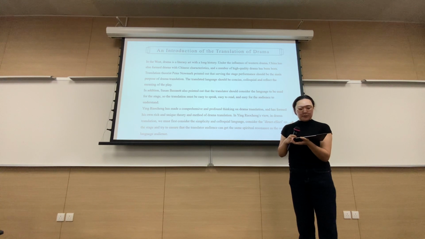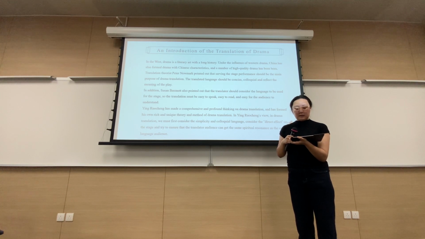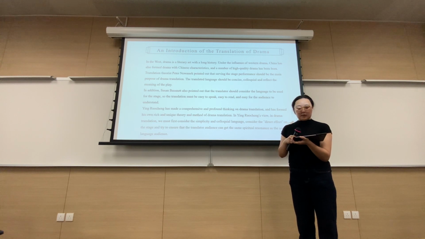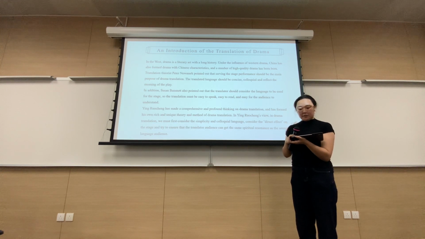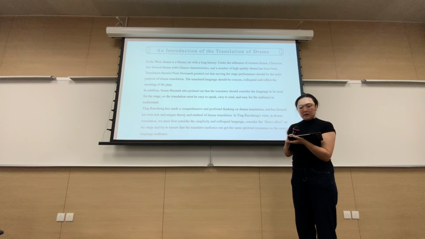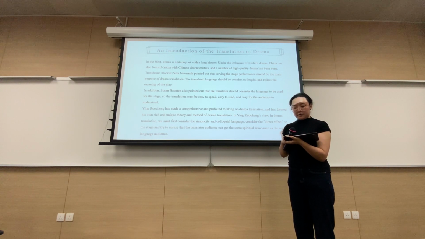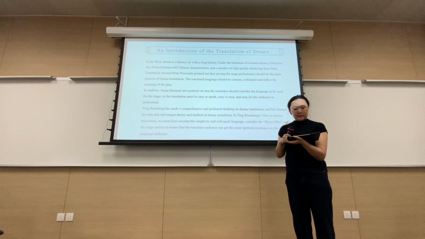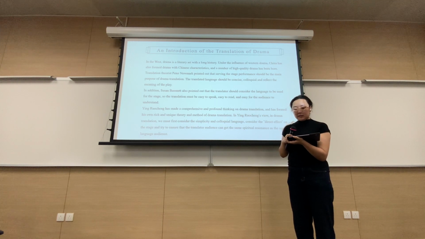Translation theorist Peter Newmark pointed out that serving the stage performance should be the main purpose of dramatic translation. The translated language should be concise, colloquial, and reflect the meaning of the play. In addition, Susan Bassnett also pointed out that the translator should consider the language to be used for the stage, so the translation must be easy to speak, easy to read, and easy for the audience to understand.